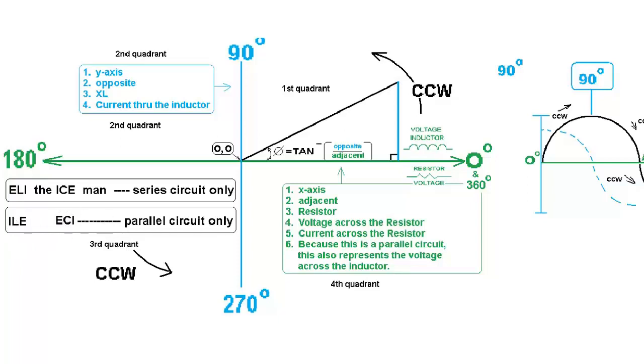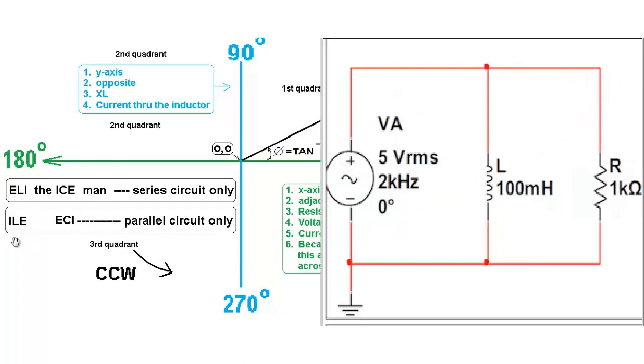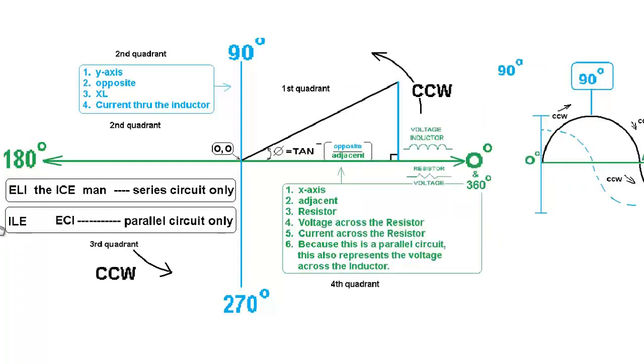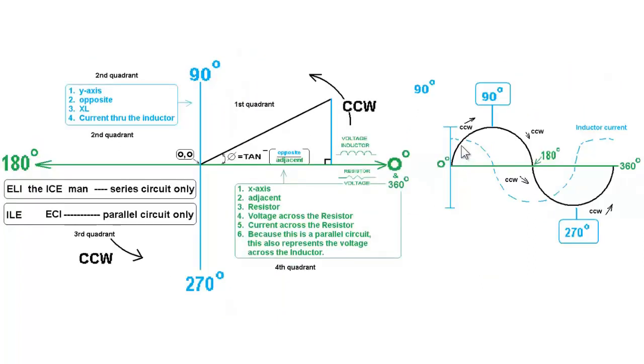Now since we don't have a capacitor, all we need to use is this. What this is saying is that the current leads the voltage in an inductor, and that's what I'm showing right here. The black represents both the voltage across the resistor and the voltage across the inductor, because they're in phase, and they're in phase because they're in parallel. But what this is saying is that the current leads the voltage in an inductor.